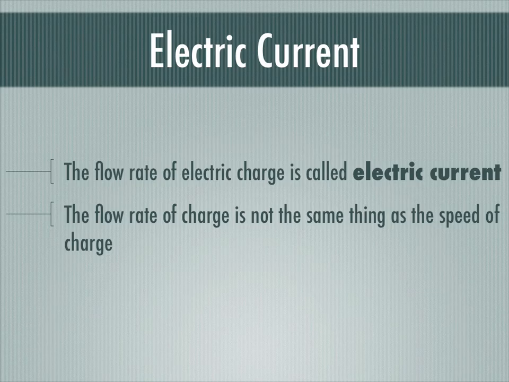So first of all, some definitions. The flow rate of electric charge is called electric current. So when we say there's a current in the wire, what we're actually saying is that there are electric charges moving in the wire. Now, one major confusion at this point is that people confuse a high flow rate or a high current with how fast the charges are moving. And I want to show you that flow rate of charge or electric current is not about how fast the charges are moving.